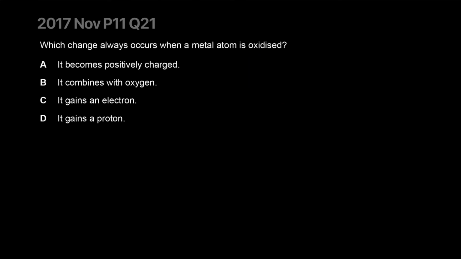Which change always occurs when a metal atom is oxidized? Oxidation is loss of electrons, right? So if a metal loses electrons, it's going to turn into at least one positive ion, right? So it becomes positively charged. Sounds like the correct answer. It doesn't have to be oxygen. Other things can oxidize, the idea of oxidation is OIL RIG. If it's losing electrons, it's oxidizing.